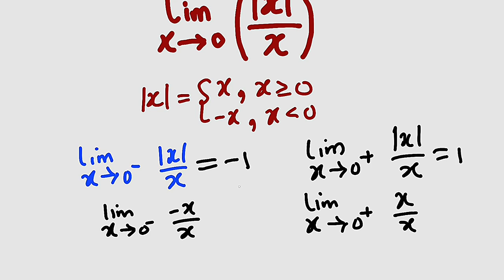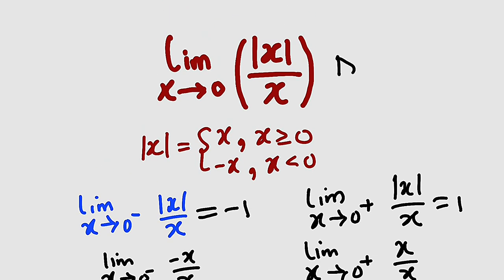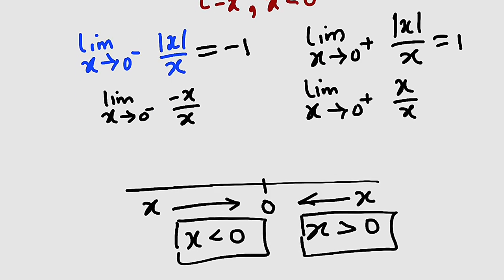Can you see that left hand side limit is negative 1 and the right hand side limit is positive 1? Because they are entirely different, we say that the limit does not exist. Therefore, this limit does not exist. And you can look at it graphically. Let us move on to the second one.